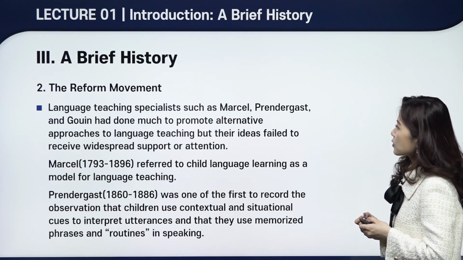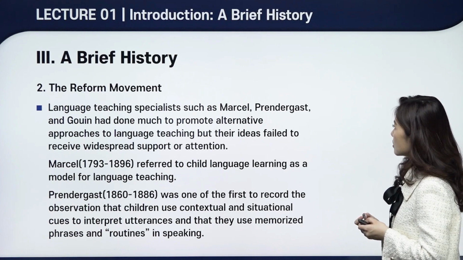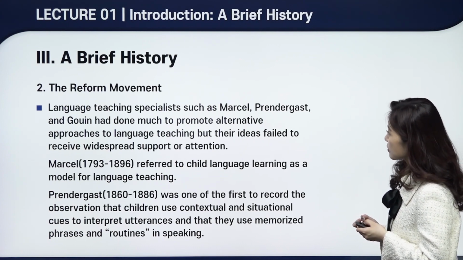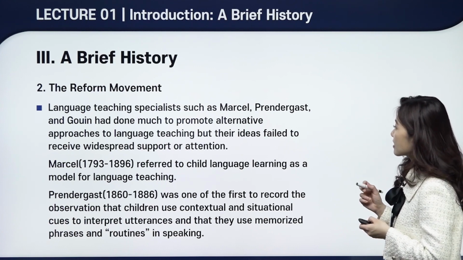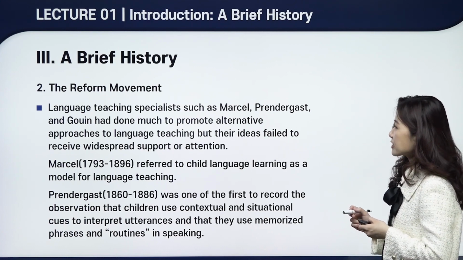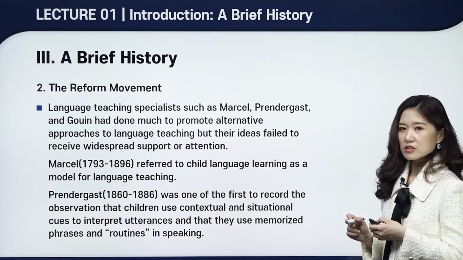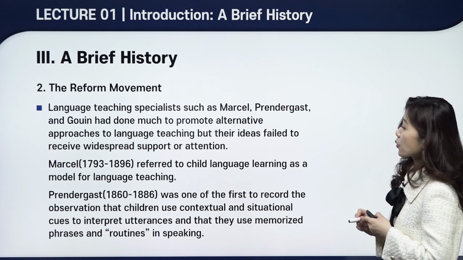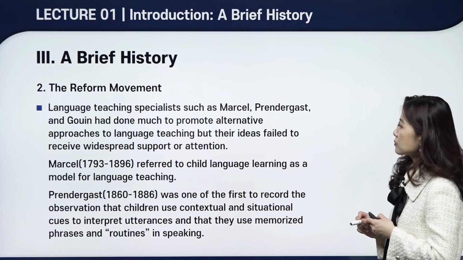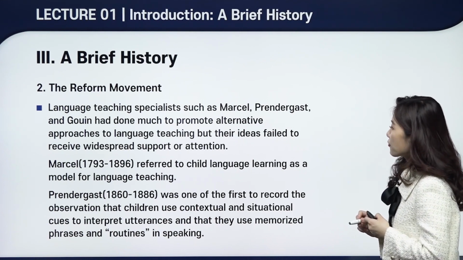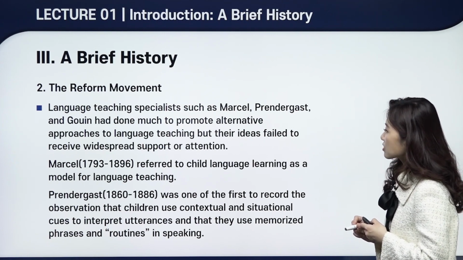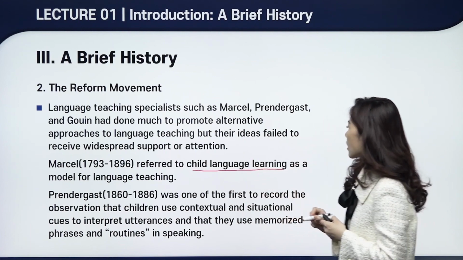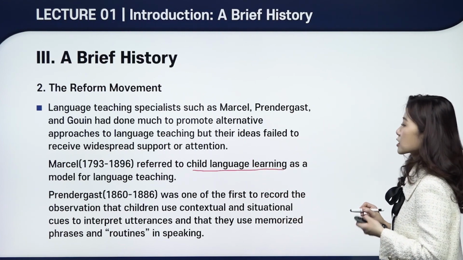Okay. Language teaching specialists such as Marcel, Prendergast, and Gouin had done much to promote alternative approaches to language teaching, but their ideas failed to receive widespread support or attention. So let's see what these theorists argued for. Marcel referred to child language learning as a model for language teaching. So he focused on the way language development takes place in a child.